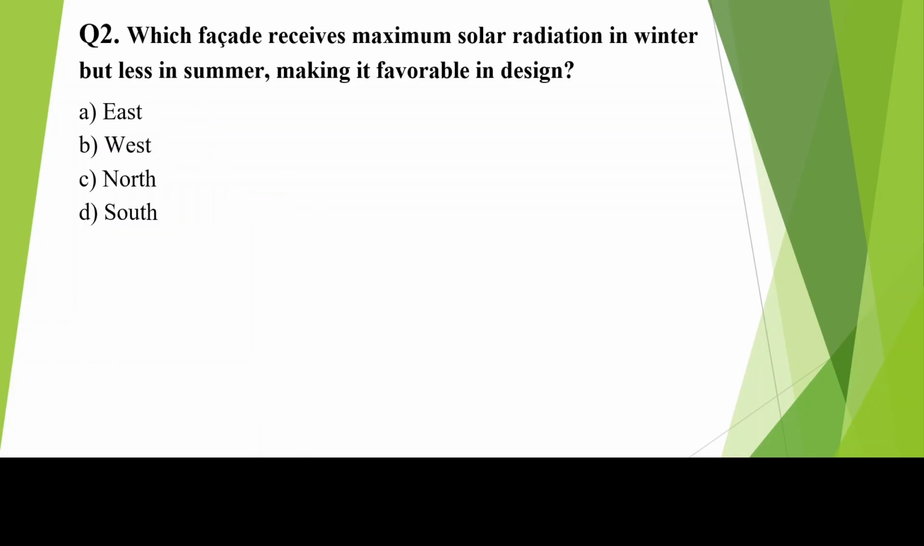Here is the second question. Which building facade receives maximum solar radiation in winter but less in summer, making it favorable in design? Whether this is east, west, north, or south, which will receive maximum solar radiation in the winter but less in the summer? Which side of the building facade will have such behavior? Try to answer this question also.